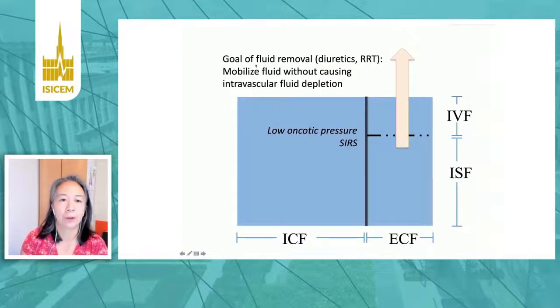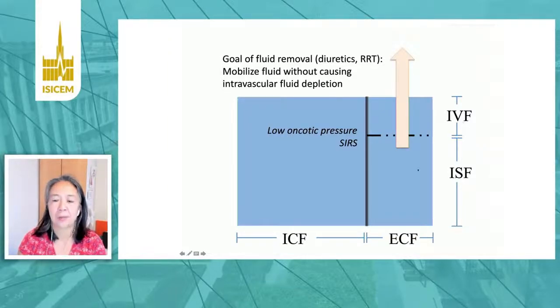And the goal when we think about fluid removal in such patients is to mobilize fluids either with diuretics or renal replacement therapy without causing intravascular fluid depletion. This slide is in here to remind us that total body fluid is the combination of intracellular fluid, extracellular fluid, and the extracellular fluid can be both in the interstitial space and in the intravascular space. And as fluid is removed, we hope that we can promote the removal in a patient with total body volume overload. We want to promote the removal of extracellular fluid, but that fluid has to get from the extracellular interstitial space into the intravascular space and then out of the patient.